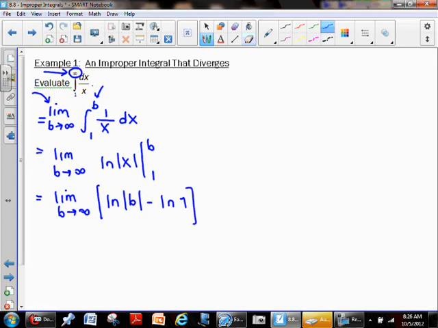Hopefully you all are aware of the fact that the natural log of 1 is indeed 0. So all that we have left to do is take the limit as b approaches infinity of the natural log of b, which in a sense gives us the natural log of infinity. If you think of it like that, that's perfectly okay. And the natural log of infinity is infinity.